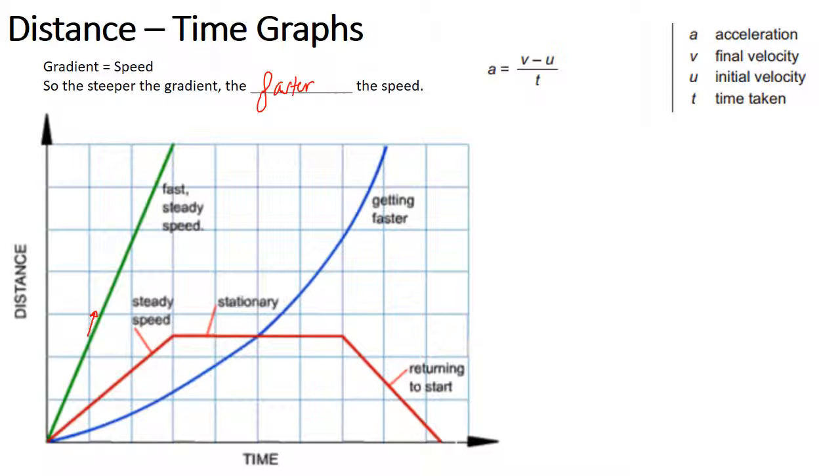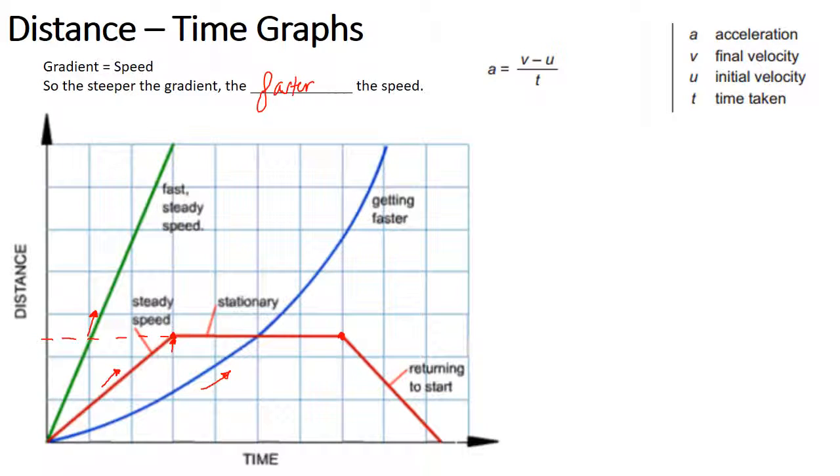So if we look at this green line, this is an object that's moving pretty fast and it's moving at a constant speed. I know it's constant because the line is straight. If we look at this red line, this object is moving at a steady, quite slow speed compared to the first one, and it's a constant speed again because the line is straight, until this point, where something happens. At this point, the object becomes stationary, and I can tell this because even though time is moving on, if we trace this back to the distance axis, the object hasn't moved anywhere in that time.